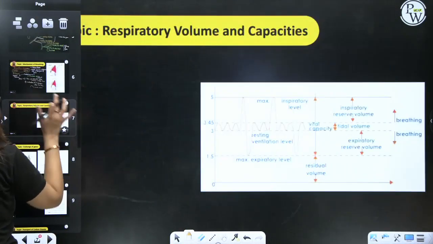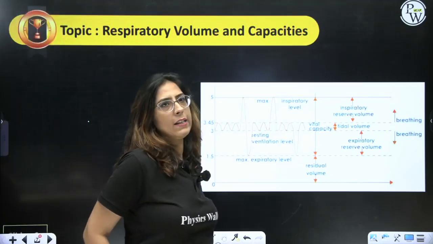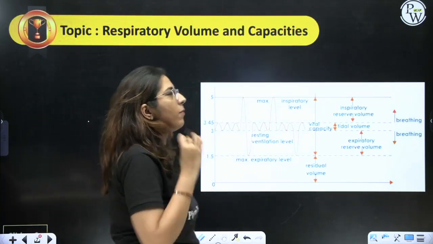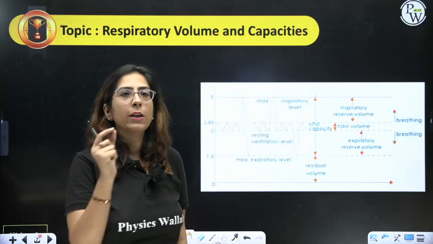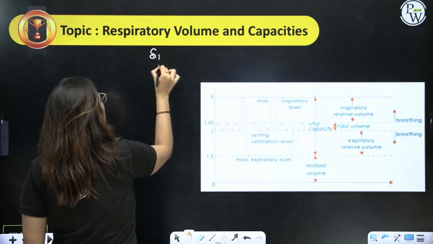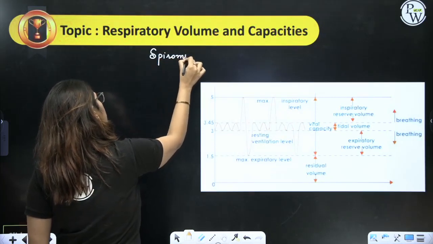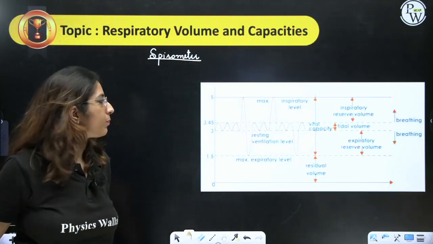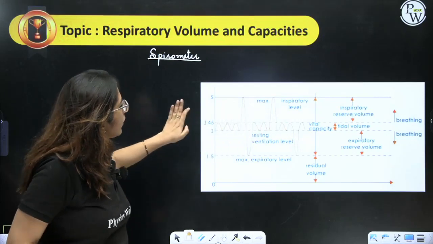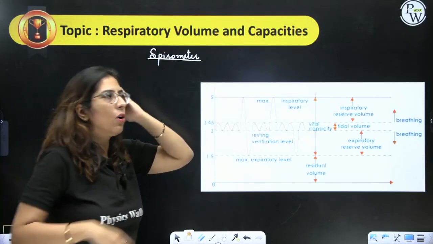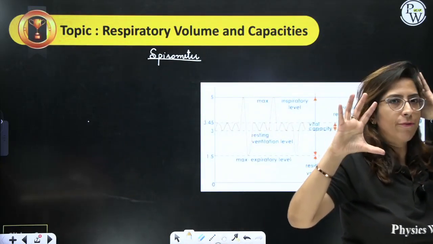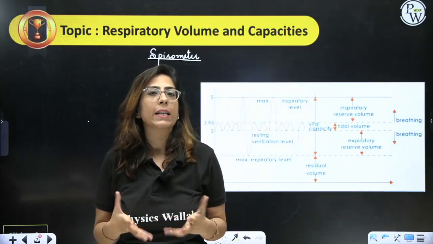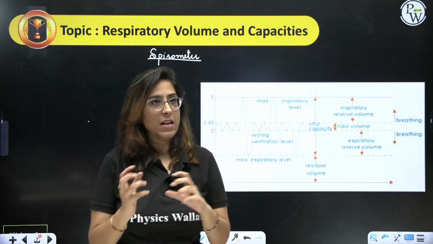Now let's move on to the next topic, which is the respiratory volumes and capacities. In a very easy and interesting way, I am going to explain the respiratory volumes and capacities. There is one instrument termed a spirometer, which helps in measuring respiratory capacities and volumes. This gives us an idea whether a particular problem is happening in our body or not. The spirometer gives us a graph, the spirogram, and by reading that spirogram, doctors analyze whether your lungs are working properly or not in terms of inhalation and exhalation.